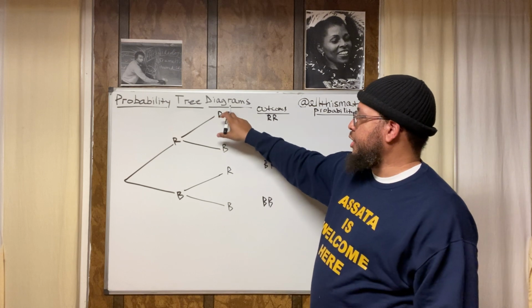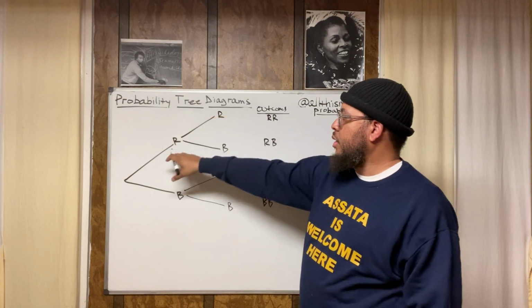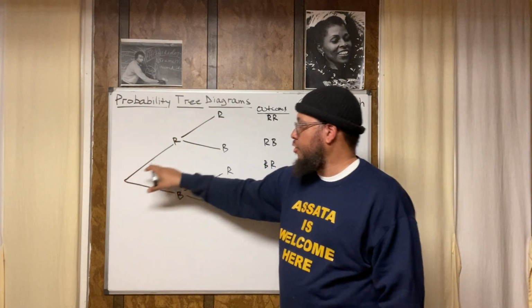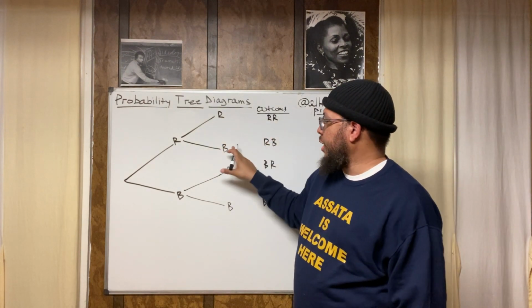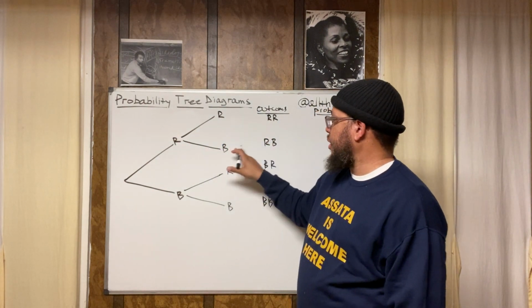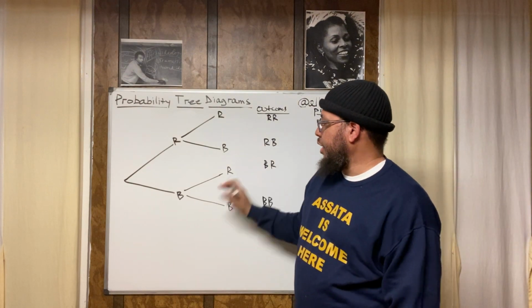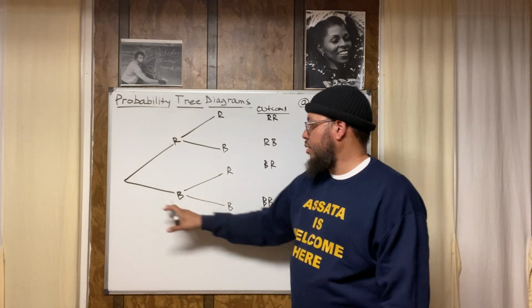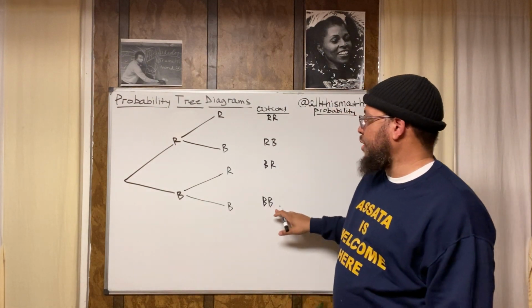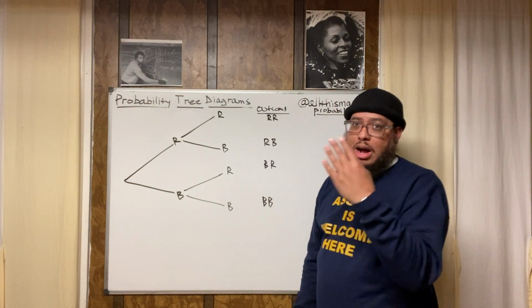So the end of this branch is right here, but how did we get there? We started here, went to R, and then went to R. So that's RR. How did we get here? Went to R and then to B. That's RB. How did we get here? We went to B, then we went to R. That's BR. How did we get here? We went to B, then to B. That's BB. So those are 4 possible outcomes.